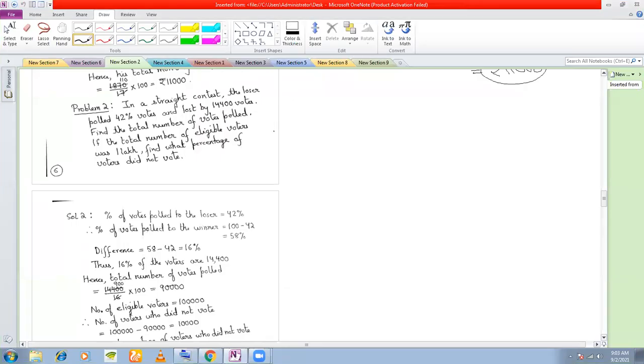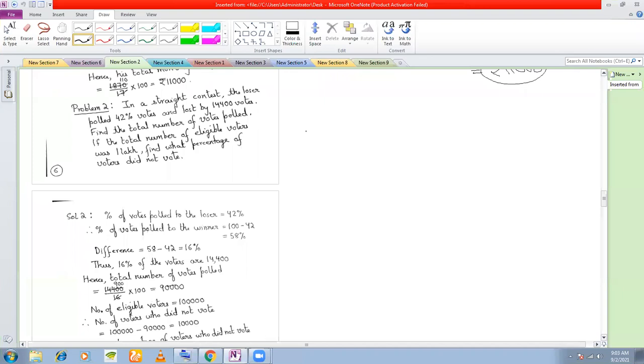If you see problem number 2, it says in a straight contest, the loser polled 42% votes and lost by 14,400 votes. Find the number of votes polled. Okay, this is the first part of the question. Now, what do you mean by votes polled?